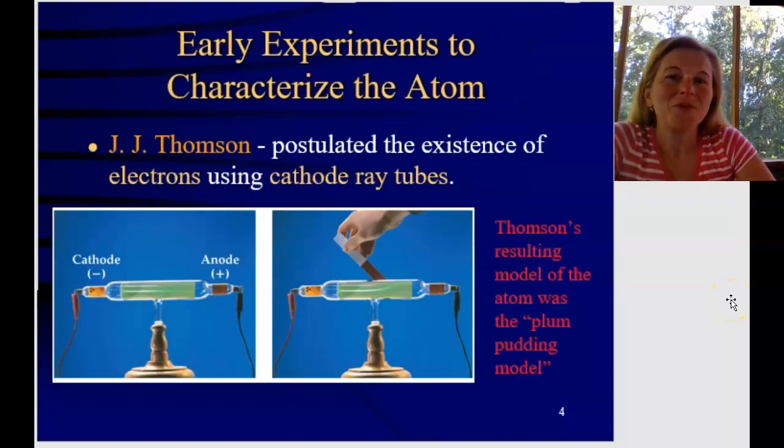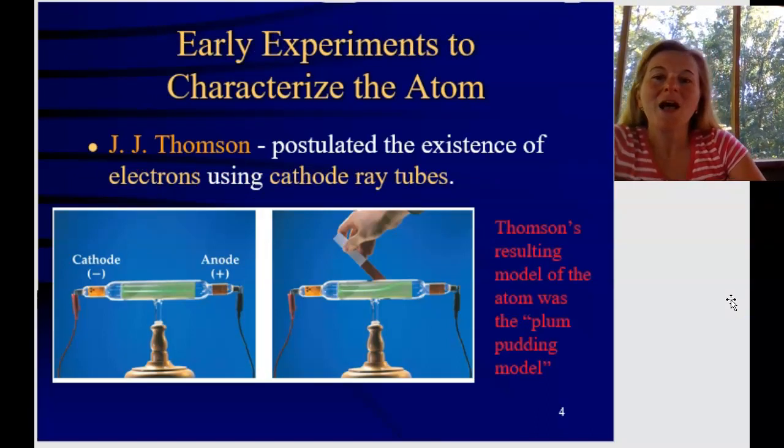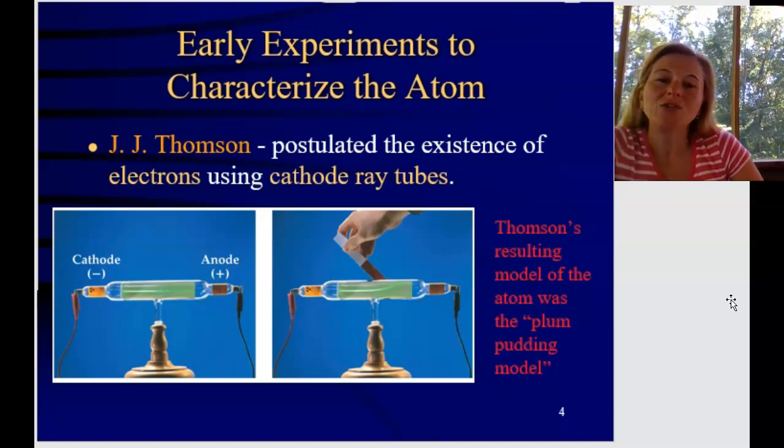Remember, this is a review from Chem 1, so I hope we all remember J.J. Thomson and his cathode ray tube experiment. Little review: he took pure gases and put them into cathode ray tubes, which were tubes with a charge. You can kind of picture them hooked up to a battery.